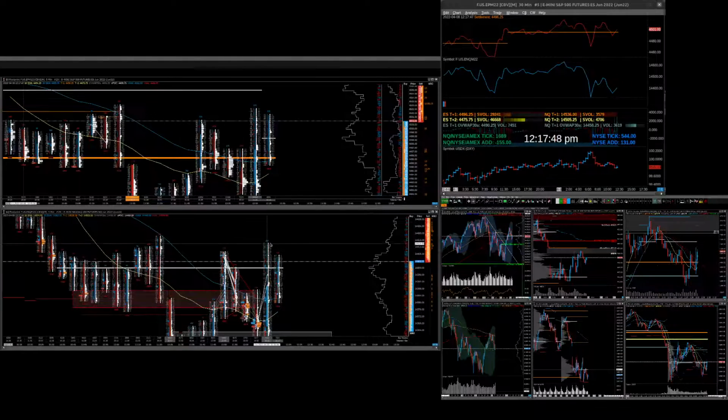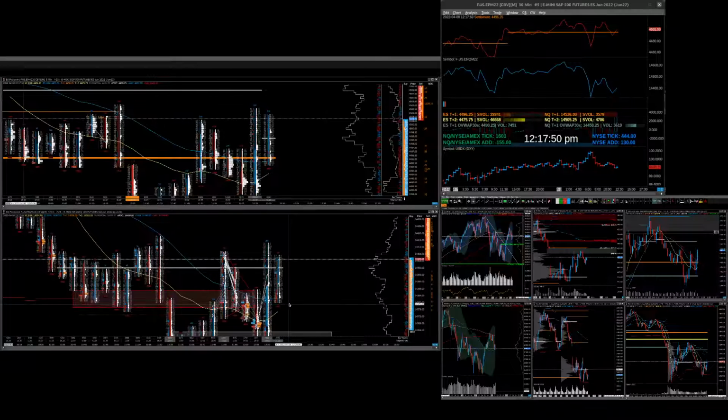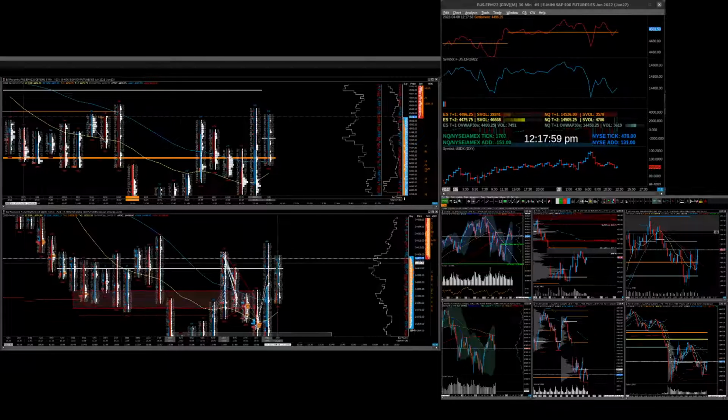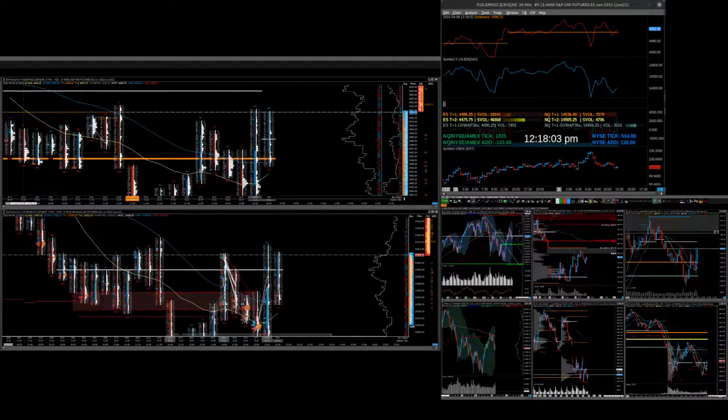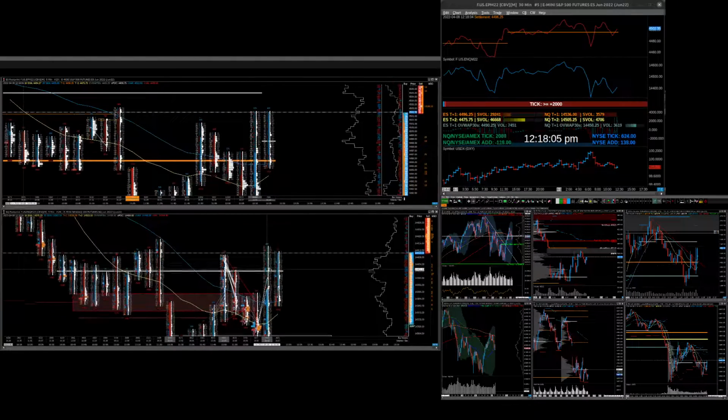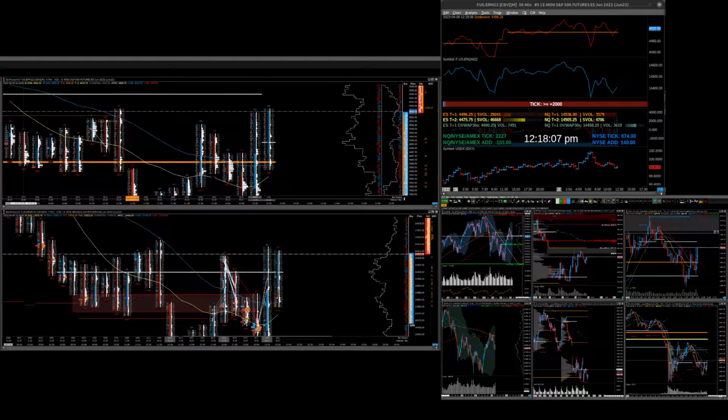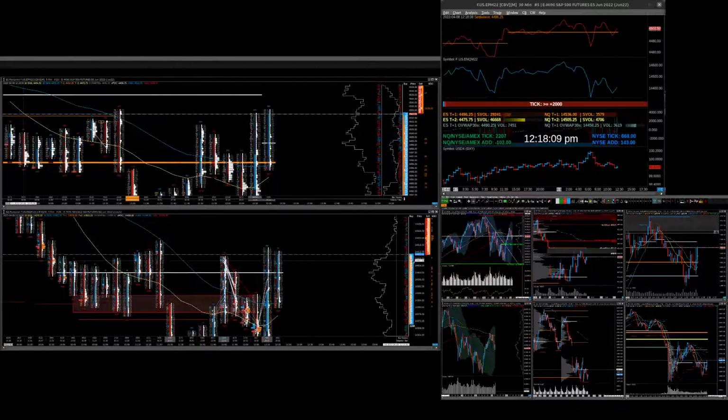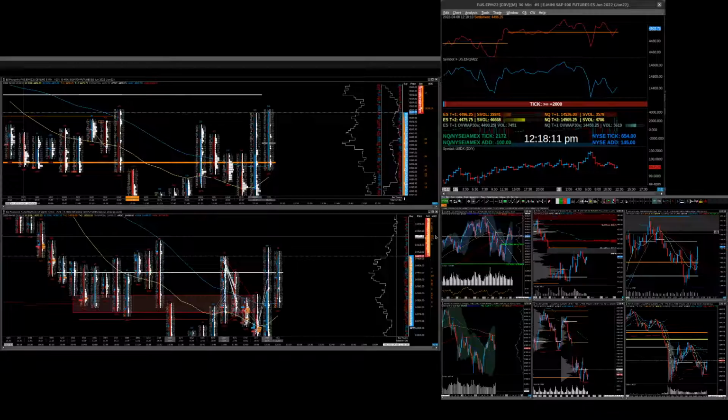Anyway, do you think we're going to get an inside bar? Maybe this next one comes down. Maybe we do something like this, right? Lower highs and higher lows. Maybe. It's an impulse bar, right? Let's see. Little liquidity up here.